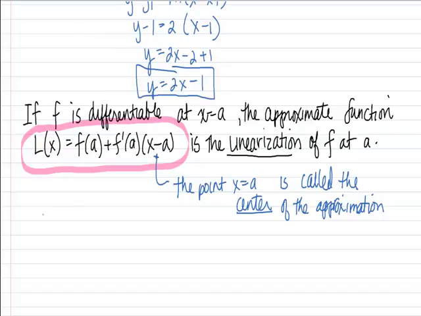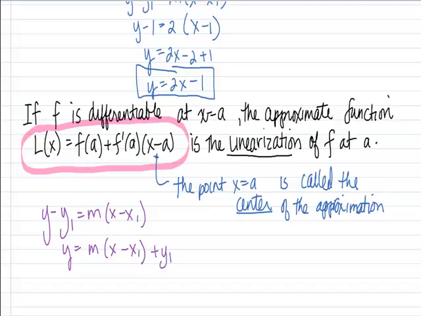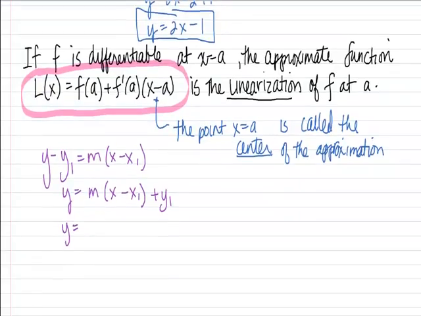You know how y minus y1 equals m times x minus x1. That's our point-slope form, right? So if I were to rewrite this by solving for y, this is what I would have. And what is y sub 1? That is your f of a.